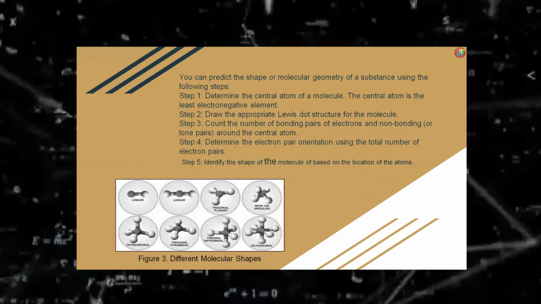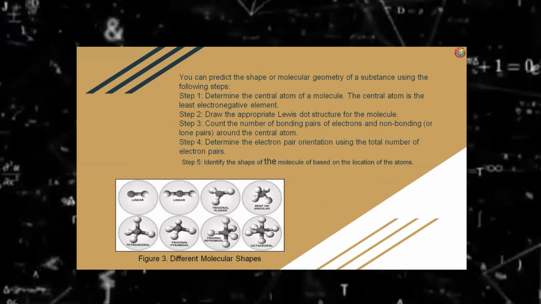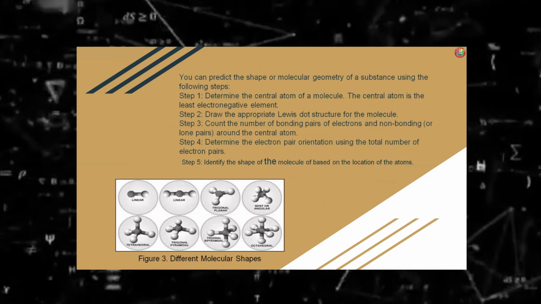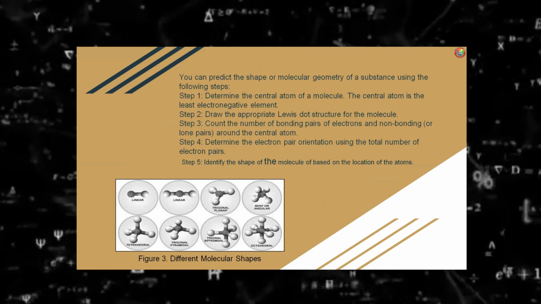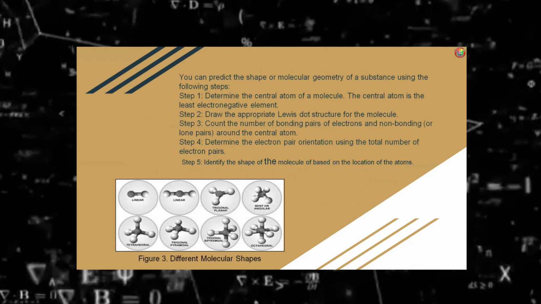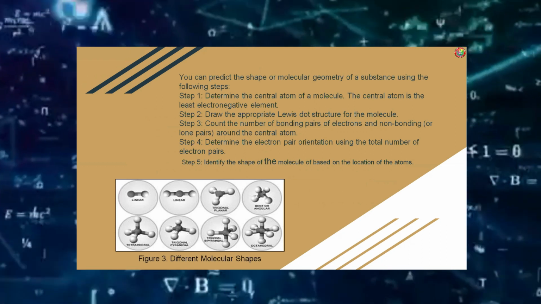So you can predict the shape or molecular geometry of a substance using the following steps. Step 1. Determine the central atom of a molecule. The central atom is the least electronegative element.